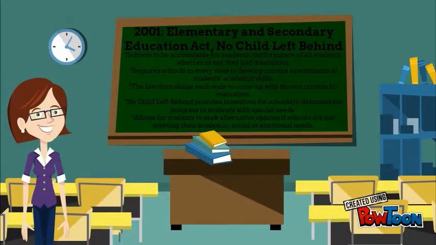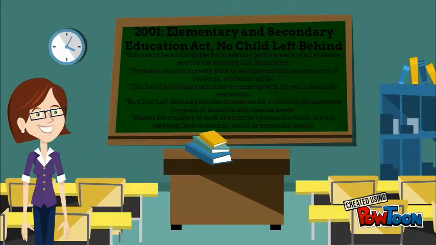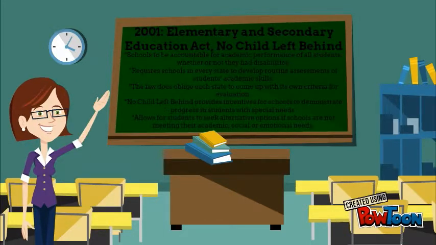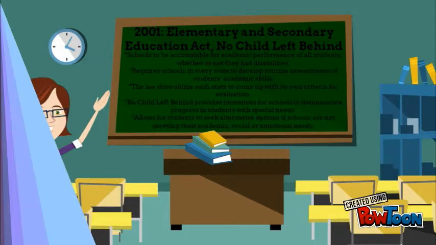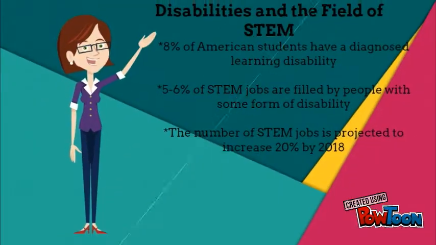Elementary and Secondary Education Act, No Child Left Behind. The Act called for schools to be accountable for the academic performance of students, whether or not they have disabilities. The Act required that every state develop routine assessments for students' academic skills. The law required that each state would come up with their own criteria for evaluation.